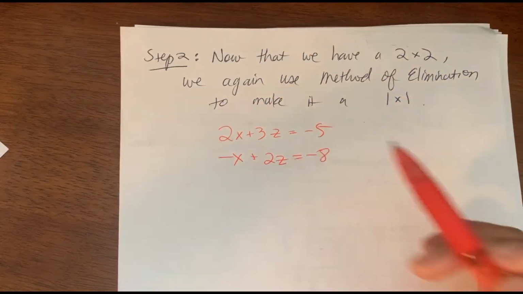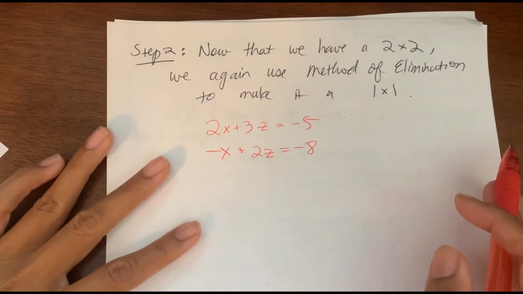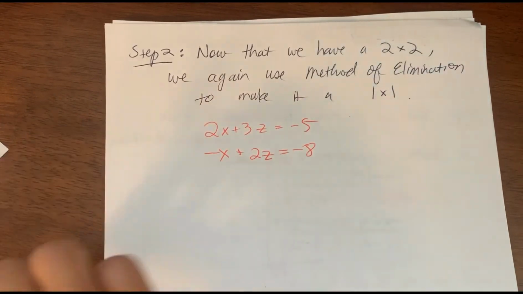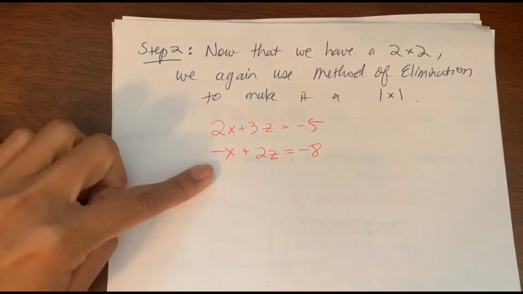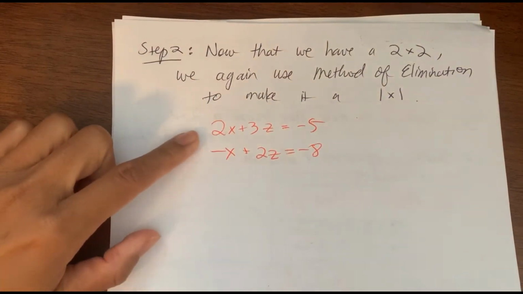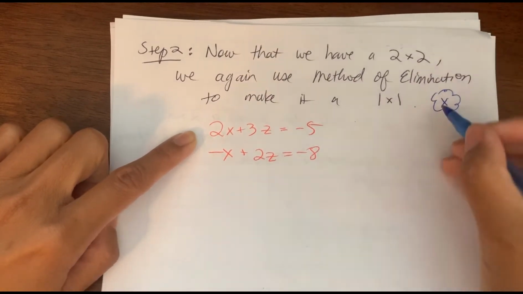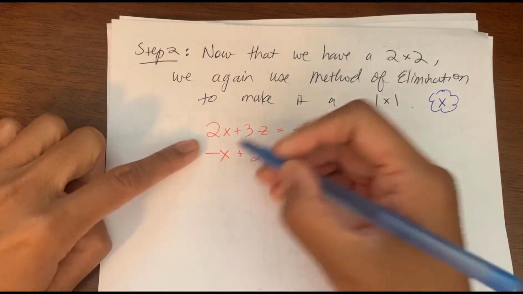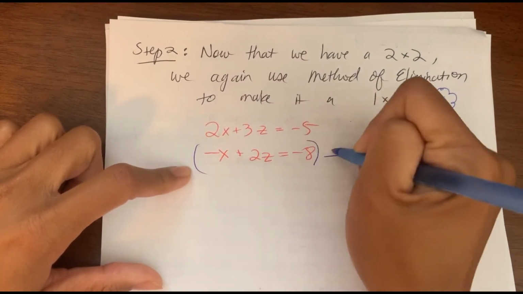So I want to get rid of one of the variables. So just like what we have been doing in the beginning of this worksheet, I'm going to get rid of one of my variables. Which variable do I want to get rid of? Let's just say I see the 2x and the negative x. I want to get rid of my x. And if I want to get rid of my x, I see that the common multiple is 2. So I'm going to multiply this whole thing by the number 2.